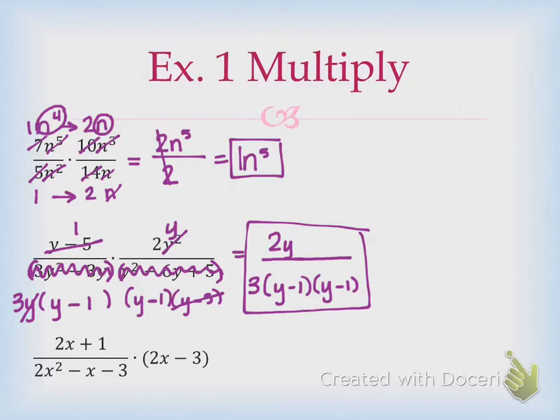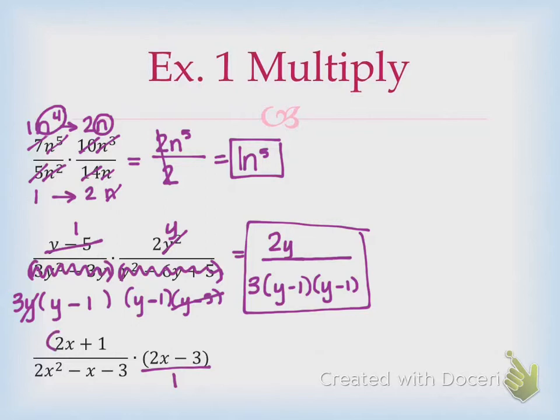All right, let's look at this next one. First of all, this is not a fraction at all. But because I'm multiplying with fractions or rational expressions, I want to make it a fraction. So how would I make 2x minus 3 a fraction, Zoe? Put it over 1. Exactly. That way it makes it easier for me to see, oh, okay, I would be multiplying 2x plus 1 times 2x minus 3 and 2x squared minus x minus 3 times 1. Okay?